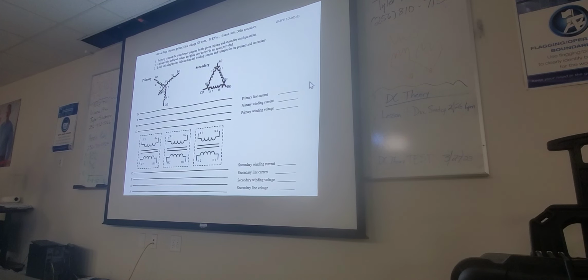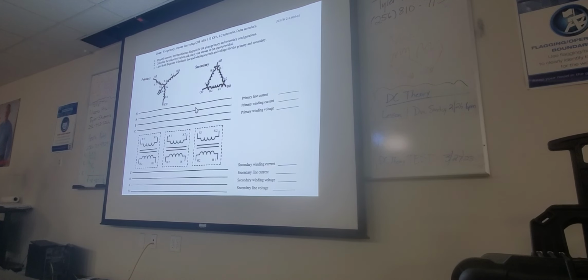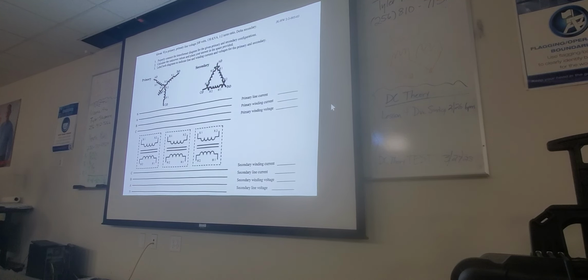All right, we got a Y primary with a primary line voltage of 208. It's 150 kVA. It's a 1-to-2 turns ratio with a delta secondary. Is this a step up or step down transformer? It's going to be a step up.